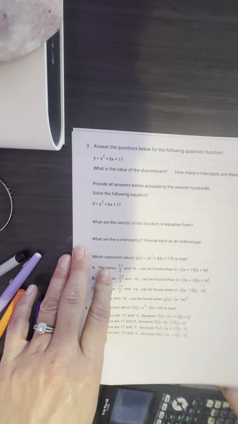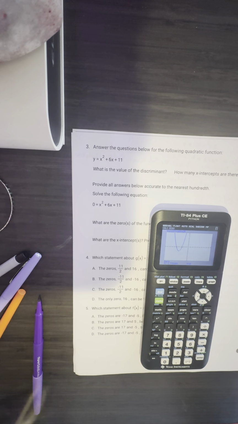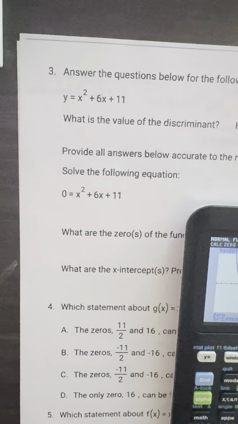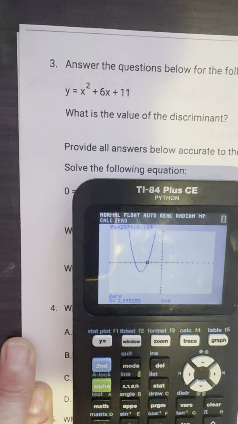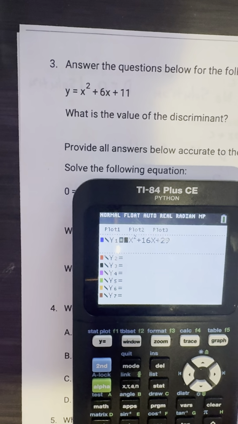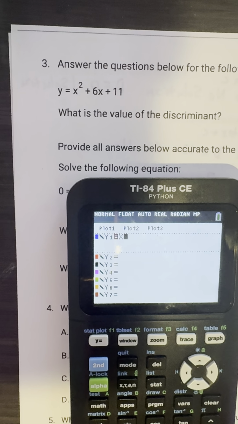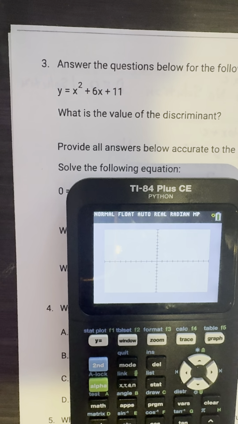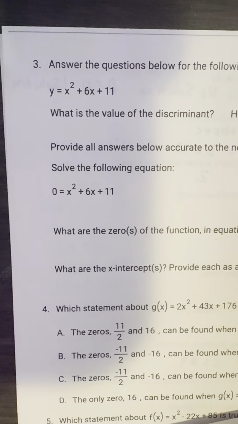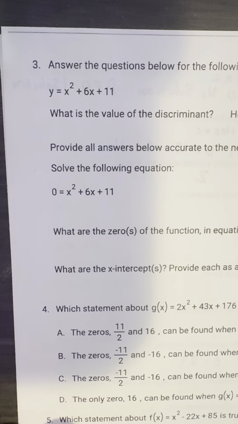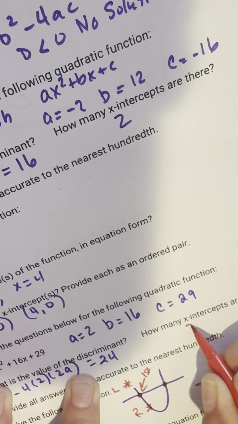So, let's go ahead and graph this one first. Okay, so y equals x squared plus 6x plus 11, graph. Okay, does it cross the x-axis? No. So, how many x-intercepts are there? 0. And did we answer that on the first 2? I don't think I did on the one before. X-intercepts, there are 2 on number 2.